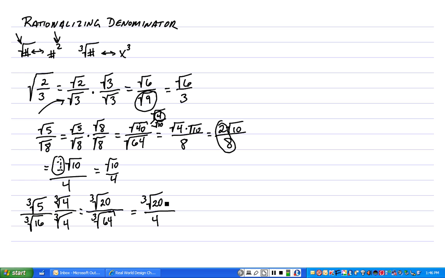Let's look at another one. Let's say cube root of 5 over cube root of 9. Now, I have a radical in the denominator, in this case a cube root, so I need to get a perfect cube. So I could take this and multiply it by itself 3 times. I'll show you this 2 ways. I could do this.